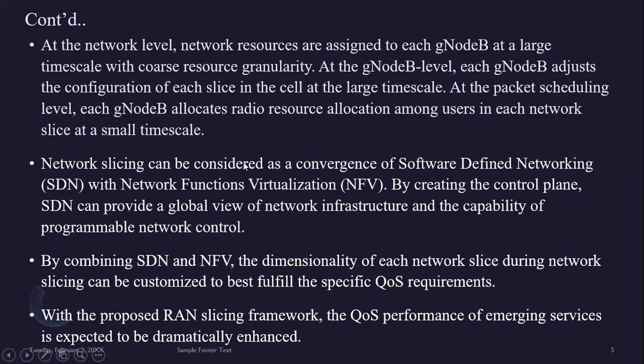Network slicing can be considered as a convergence of software-defined networking, that is SDN, with network functions virtualization, that is NFV. By creating the network control plane, SDN can provide a global view of network infrastructure and the capability of programmable network control. By combining SDN and NFV, the dimensionality of each network slice during network slicing can be customized to best fulfill the specific QoS requirements. With the proposed RAN slicing framework, the QoS performance of emerging services is expected to be dramatically enhanced.